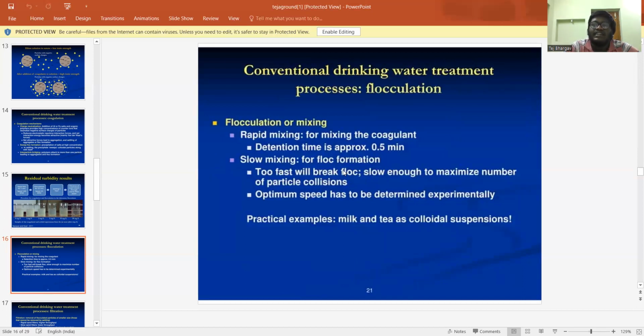Next, the conventional drinking water process using flocculation. Rapid mixing is for mixing the coagulant, with a detention time of approximately 0.5 minutes. Next, slow mixing for flocculation, floc formation. Too fast will break the floc, so mixing must be slow enough to maximize particle collisions. The optimum speed has to be determined experimentally. Practical examples are milk and tea as colloidal suspensions.